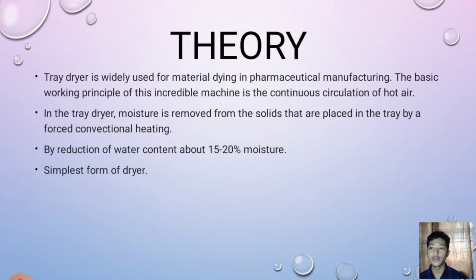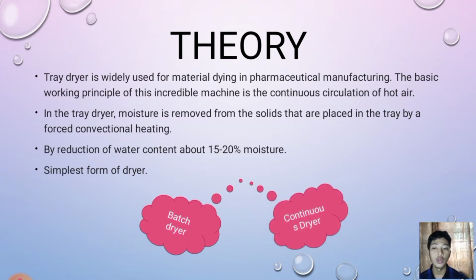The theory of this dryer. Tray dryer is widely used for material drying in pharmaceutical manufacturing and in industry. The basic working principle of this machine is the continuous circulation of hot air in the system. In the tray dryer, moisture is removed from the solids placed in the tray by forced convectional heating, reducing the water content by about 15 to 20% of moisture, and it is the simplest form of dryer. Either a batch dryer or a continuous dryer can be used.